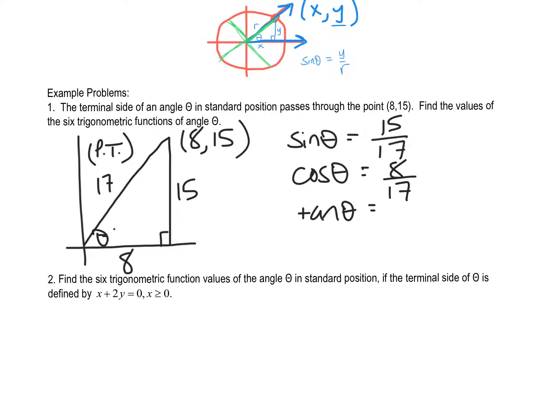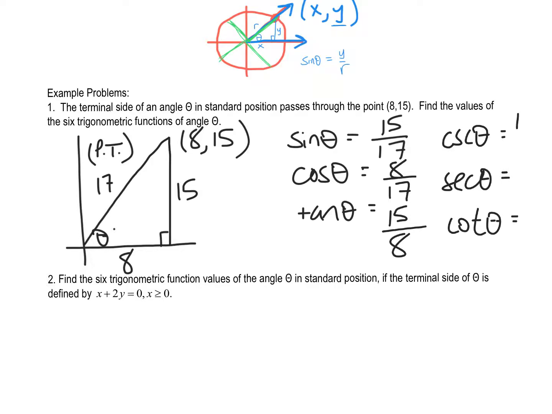Tangent is y over x. The y value is 15. The x value is 8. And if you can remember what the reciprocals are that go with those, sine goes with cosecant, cosine goes with secant, and tangent goes with cotangent. And all you do is you flip the fractions. So we have 17 over 15, we have 17 over 8, and we have 8 over 15.